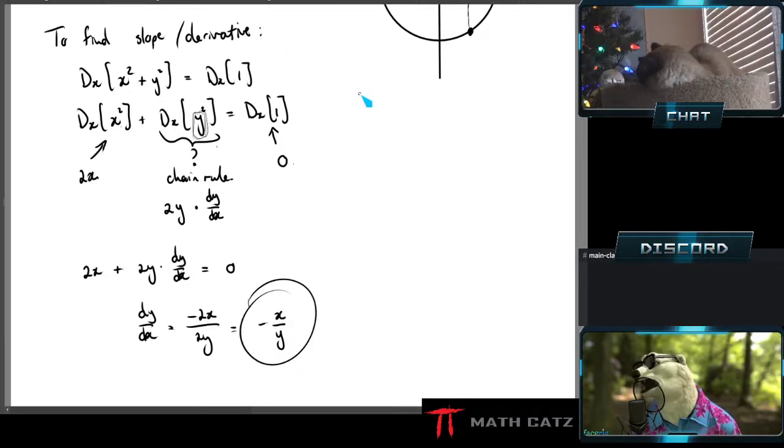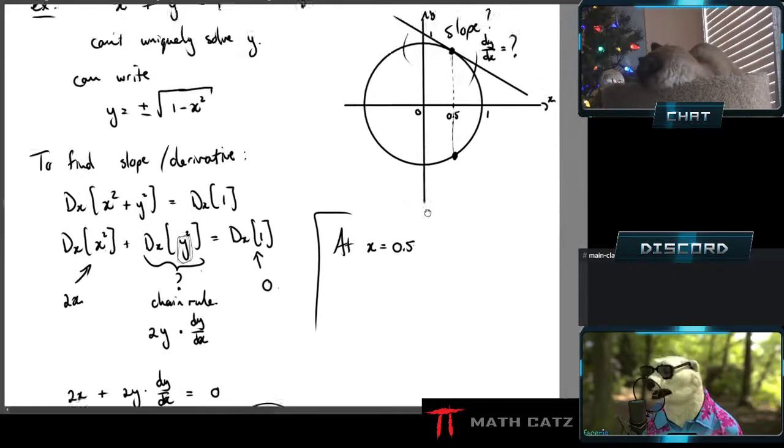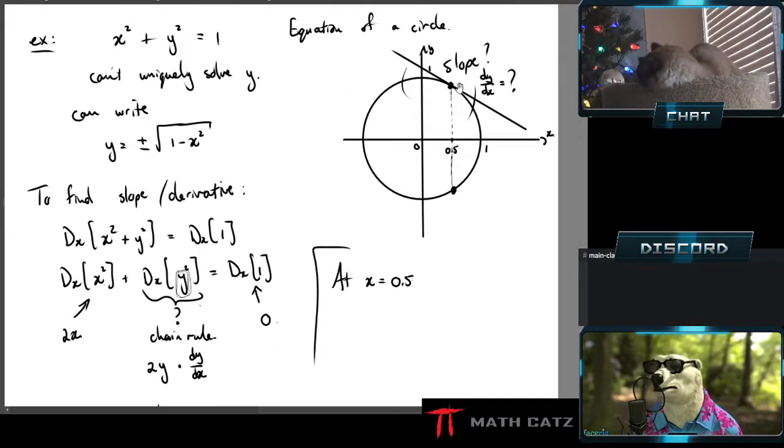And I can now say things like, okay, at x equal to 0.5. Well, in this case, I'm going to have to be a little bit more specific. Which point are you looking at? Because there are 2 points corresponding to x equal to 0.5. Which one do you want? I want the positive one.